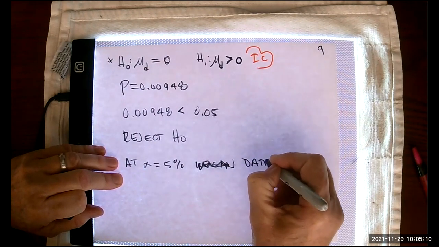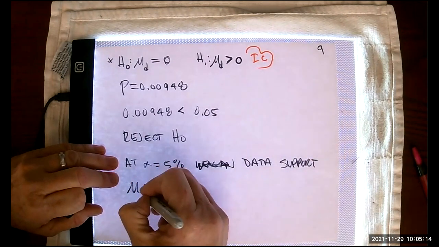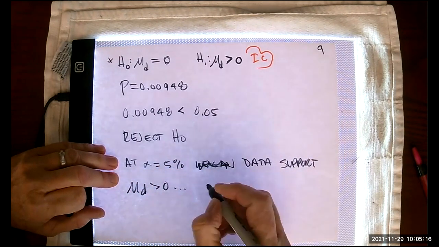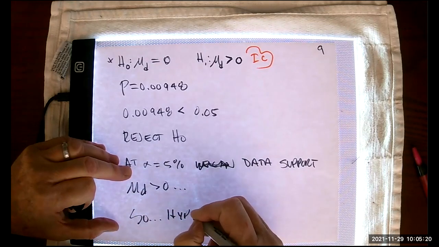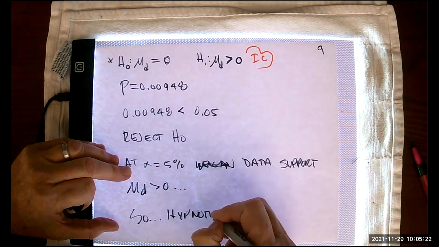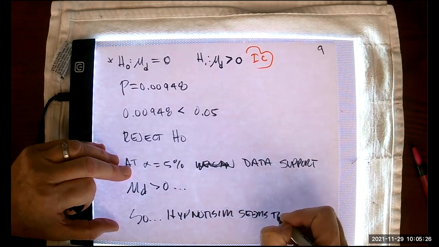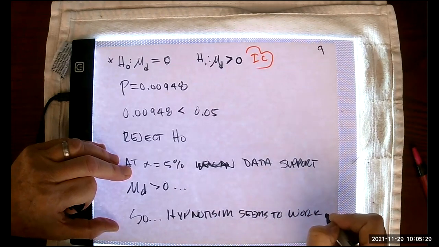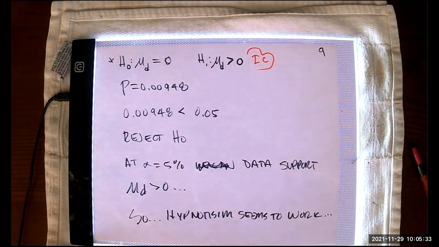Data support mu sub d is greater than 0. So hypnotism seems to work when it comes to reducing chronic pain. At least for most of the people in that test. It certainly didn't work for the first person.